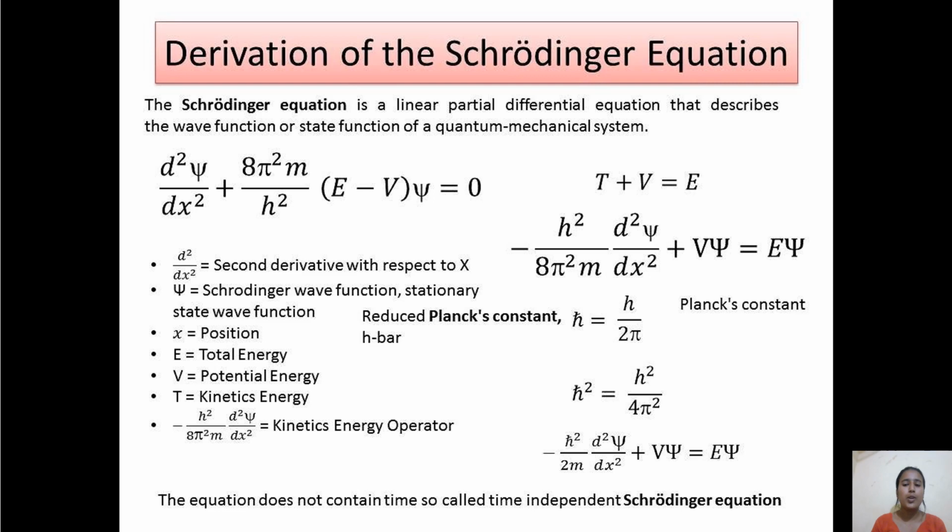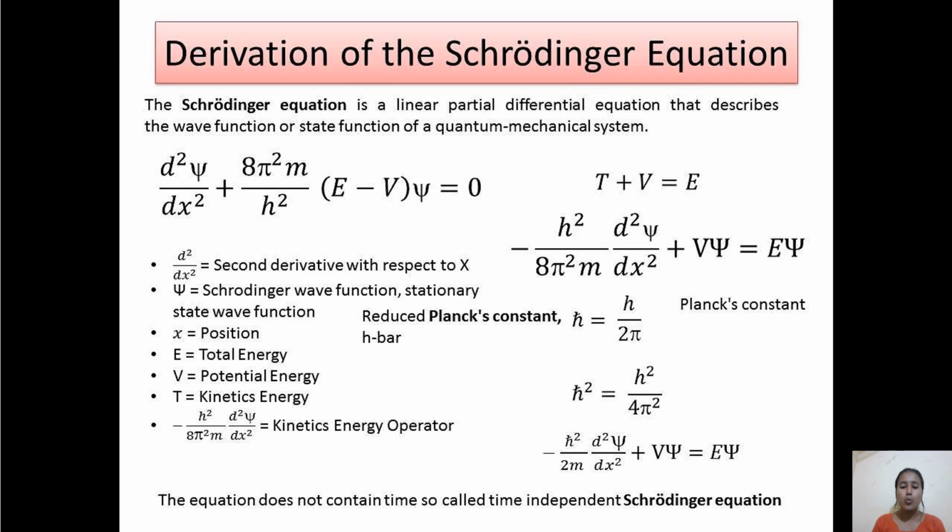Derivation of the Schrodinger equation. The Schrodinger equation is a linear partial differential equation that describes the wave function or state function of a quantum mechanical system. d²ψ/dx² + (8π²m/h²)(E − V)ψ = 0. T + V = E. −(h²/8π²m) d²ψ/dx² + Vψ = Eψ.